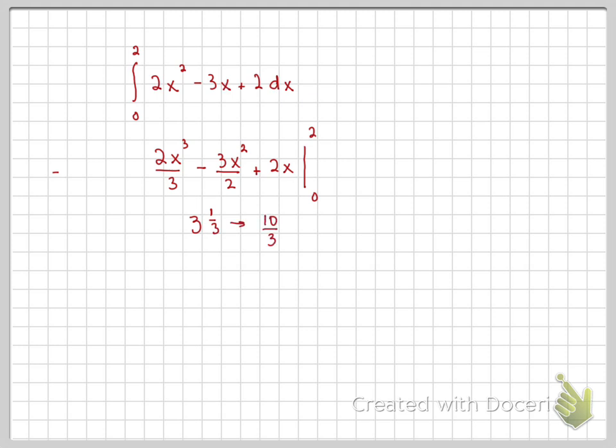So when you enter a 2 in there, you get 10/3. Now, if you put a 0 in there, obviously all of those terms go to 0. So that is your area under the curve of that parabola from 0 to 2. Easy stuff.